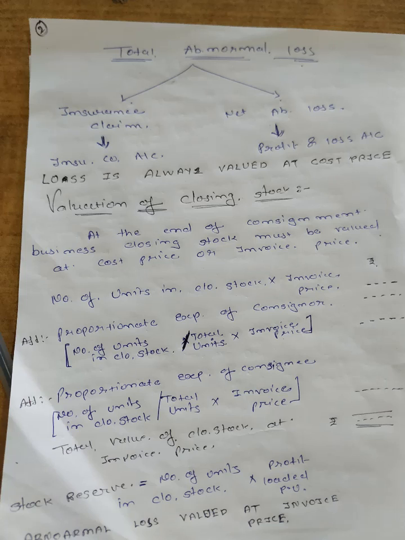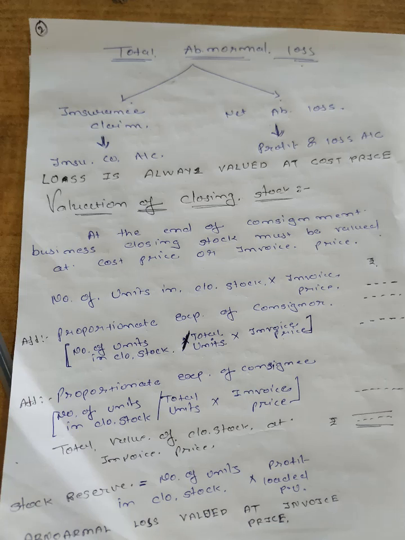The amount which is accepted as a claim from the total abnormal loss is debited to insurance company account, and the amount which is treated as net abnormal loss is to be transferred to profit and loss account or a general profit and loss account. One thing you must remember here, that loss is always valued at a cost price.